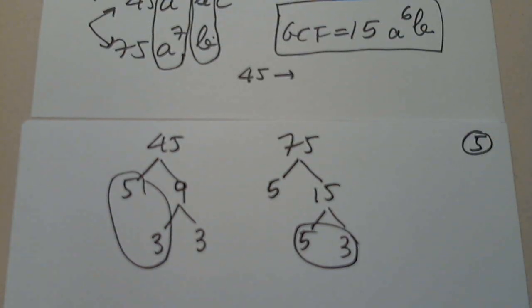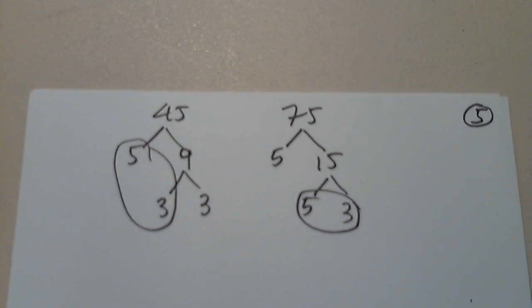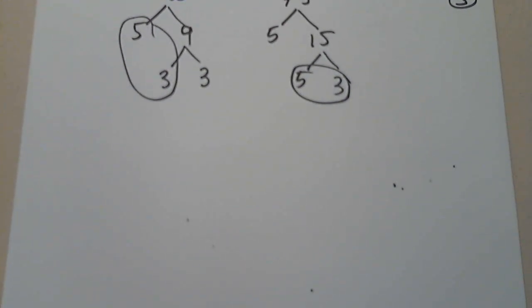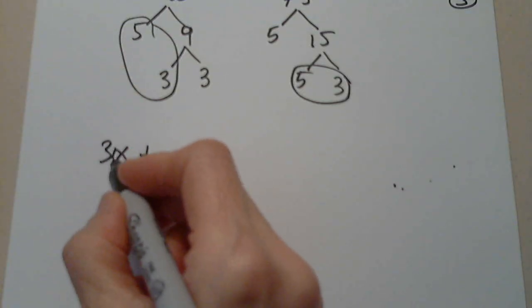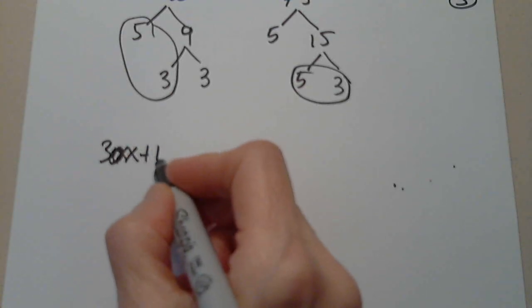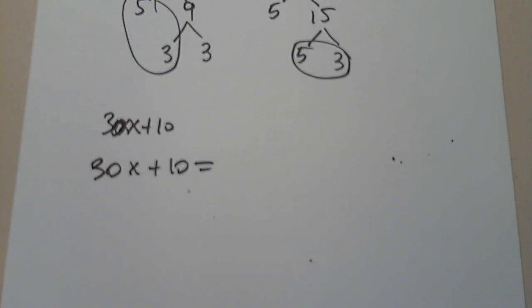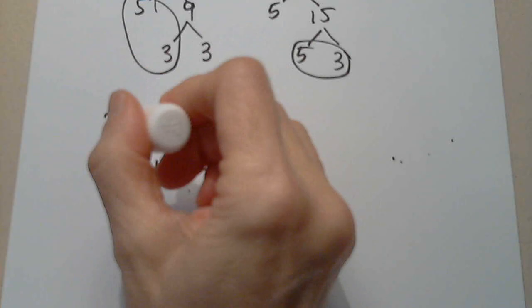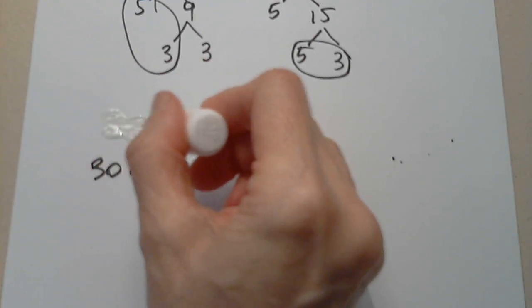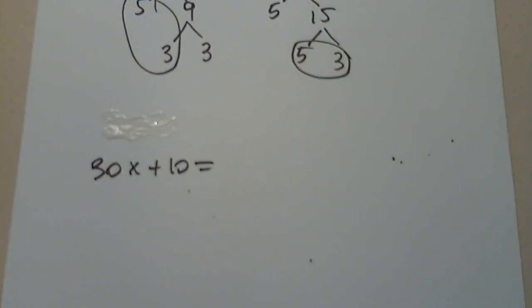Factor out the greatest common factor. So on 30x plus 10, the only thing that we can factor out, which is the greatest common factor, that would be 10. Please remember, if you start with 2 terms, you have to have 2 terms in parentheses. Otherwise, you will not be able to recover the left-hand side.